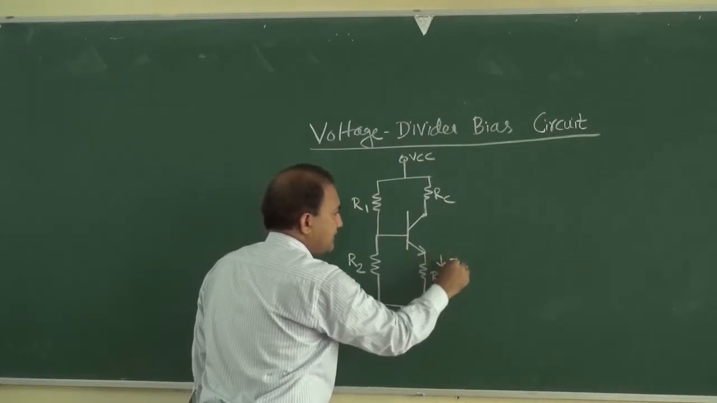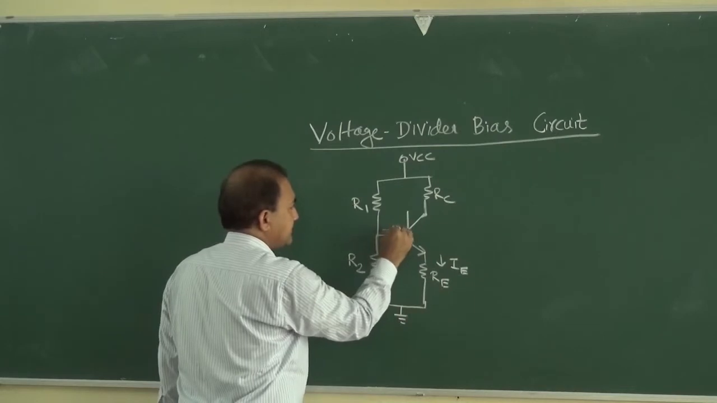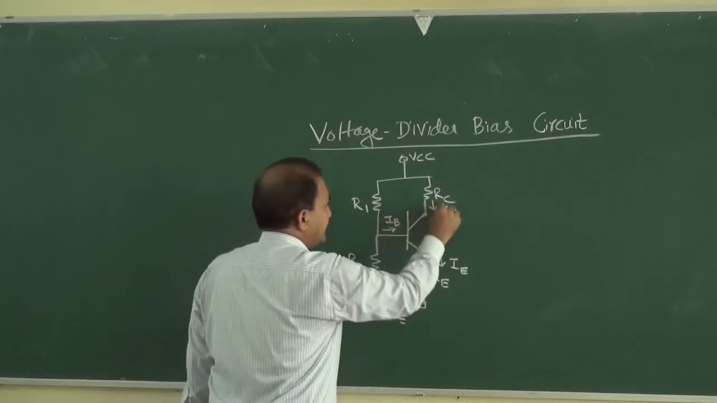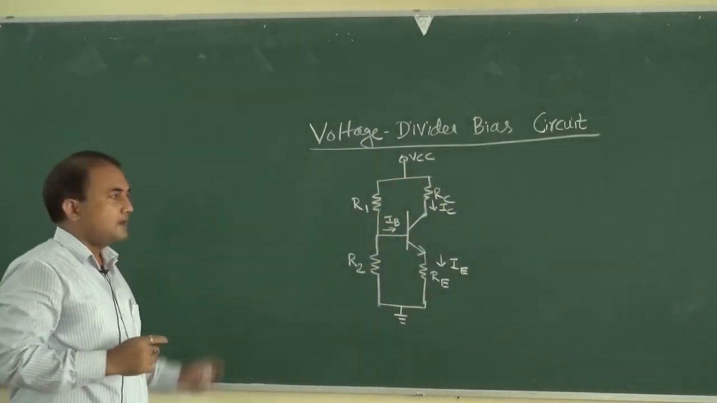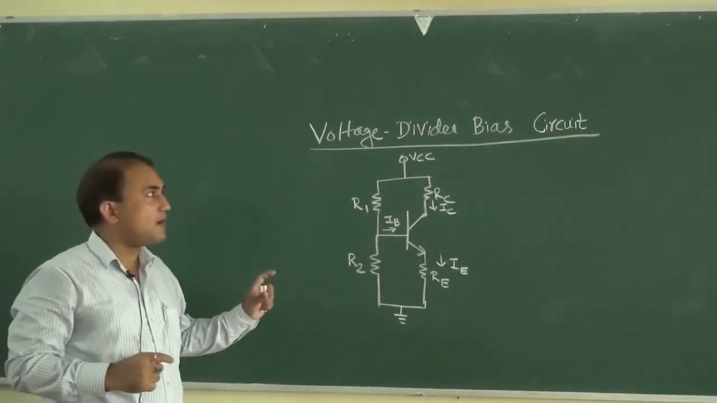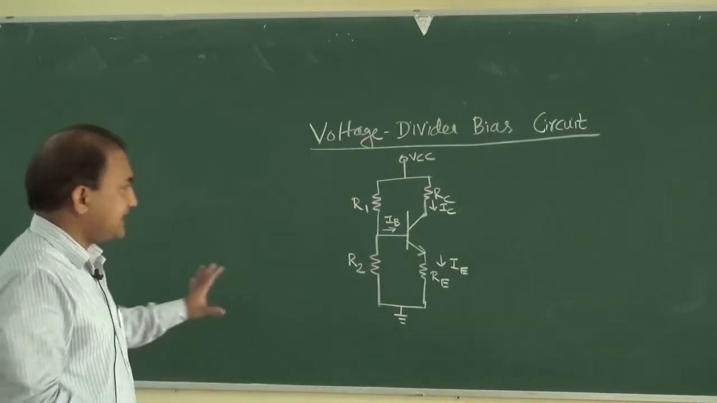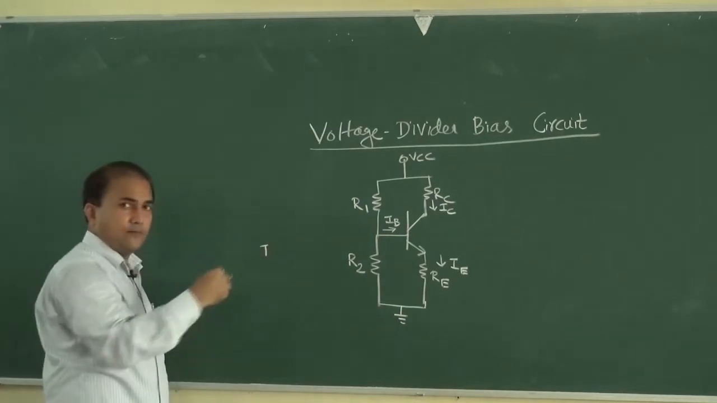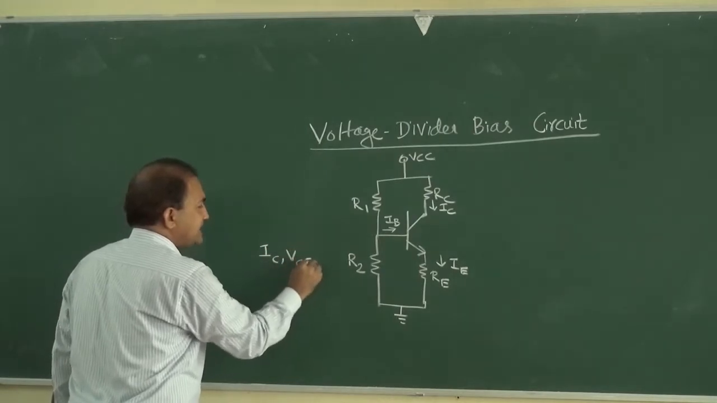The direction of current IE is like this. This is base current IB, and the direction of IC is like this. So this is the circuit diagram of the voltage divider bias circuit. For this circuit we have to determine the operating point, so we have to determine IC and VCE.